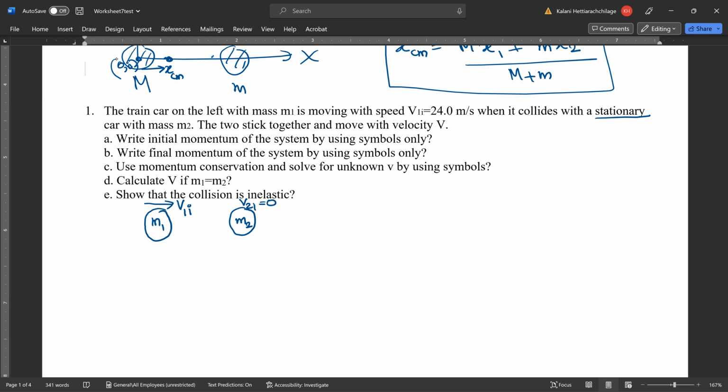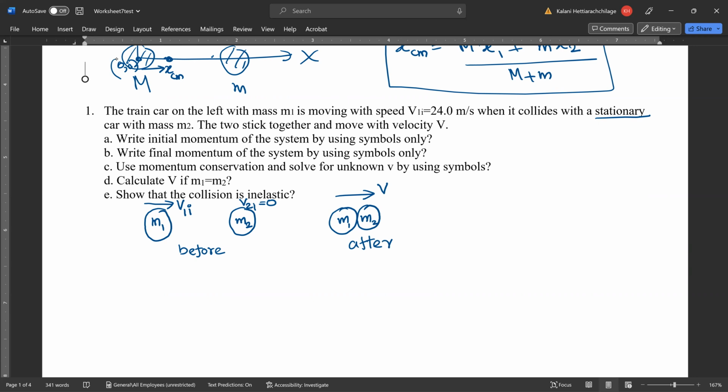So now we know that the first one is going to hit the second one, right? So this is the collision. Now it says they stick together and move with velocity v, right? That information is important. Now these two are going to stick together and move with the same velocity. Now both have the velocity v and masses m1 and m2. Okay, so this is before the collision, and this is after the collision, or initial and final.